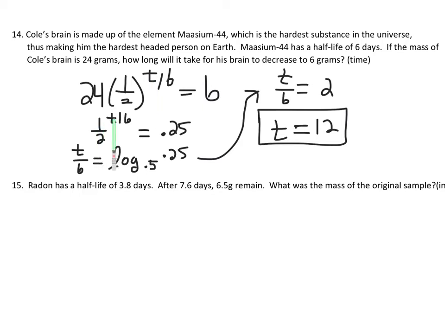So we have 1/2 to the T divided by 6 equals 0.25. I got the 0.25 by dividing 6 by 24. I then take the log of 0.25. Since the base for this half-life is 1/2, our log base is going to be 1/2. So I used log base 0.5 of 0.25 equals T over 6. This in the calculator gave me 2. So T over 6 equals 2, therefore T equals 12.